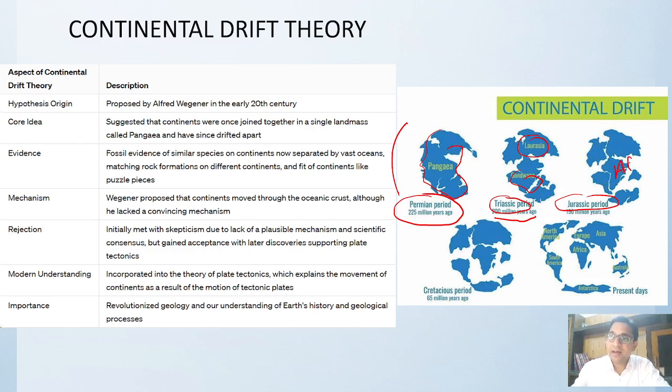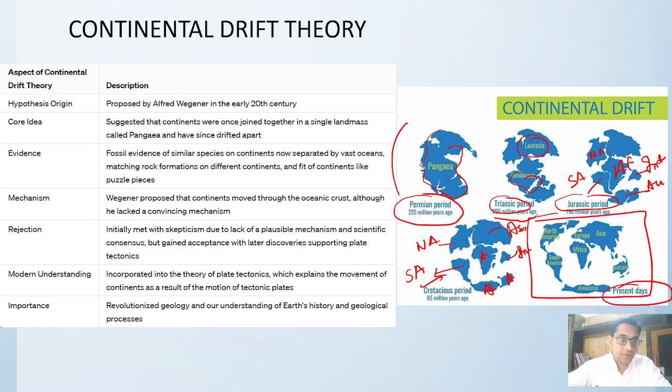Slowly, you can find this. Say this is Africa, this is South America, this is North America, this is our Greenland part, and this is India that is moving, this is Australia that is moving. Then in the Cretaceous period, 65 million years ago, you can see South America got divided, then North America, here we have Asia, Africa, India moving towards Asia, Australia, Antarctica. Then in the present day, right now, you can see this is the main situation.